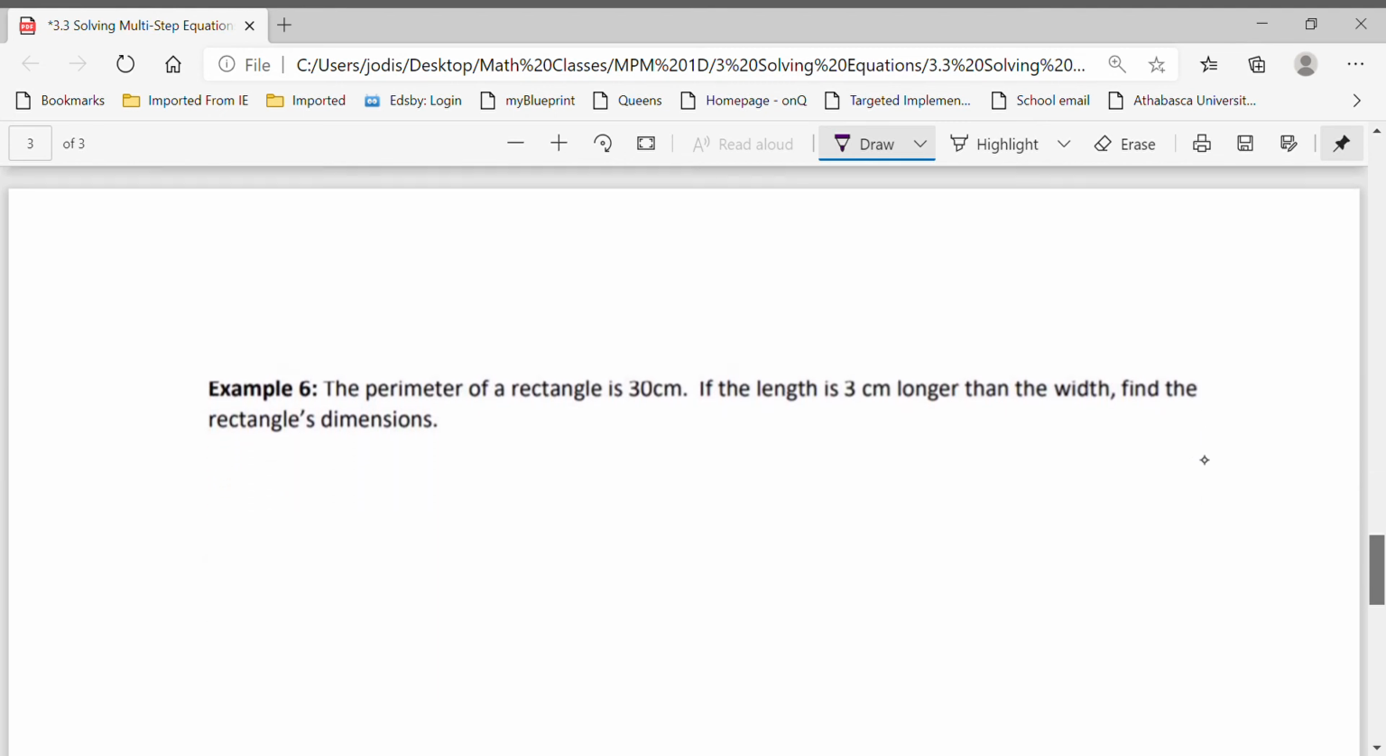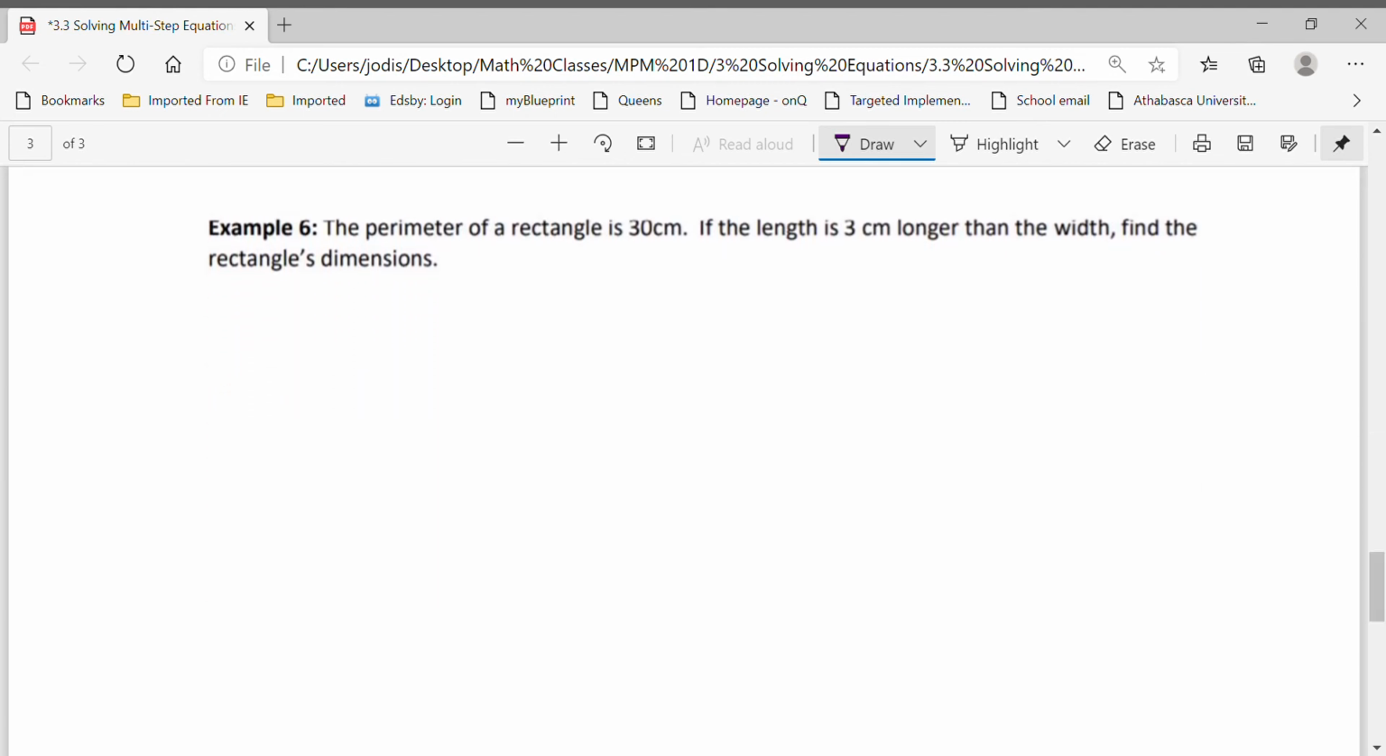All right, and then our last question here. The perimeter of a rectangle is 30 centimeters. If the length is 3 centimeters longer than the width, find the rectangle's dimensions. So we might want to draw ourselves a picture. So the perimeter is 30 centimeters. And then we know that the length is 3 centimeters longer than the width. Okay, so we have width and we have length. And we know that length is like taking the width and adding 3 to it.